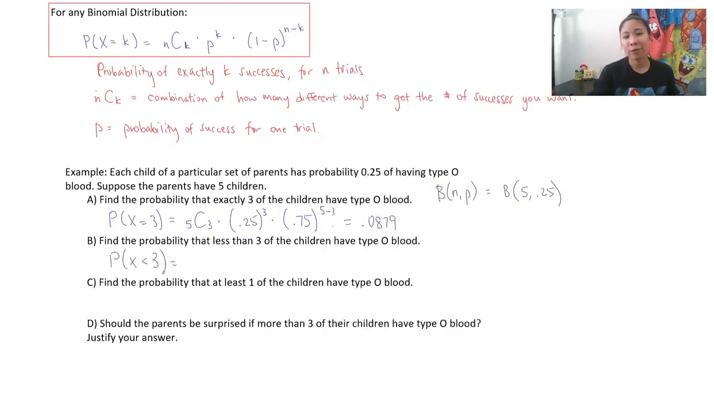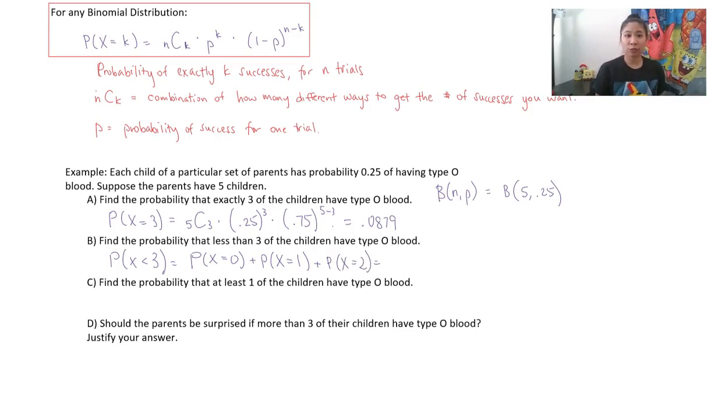So for the next part, we were trying to find the probability that less than 3 of the children have type O blood. So keep in mind when we talk about less than 3, we are not including 3. So really, we're looking for the probabilities from 2, 1, and 0. So if you remember, the least number of successes that we can get is 0. So really, when we're looking for the probability that x is less than 3, we're trying to find the probability that x is 0, or the probability that x is 1, or the probability that x is 2.